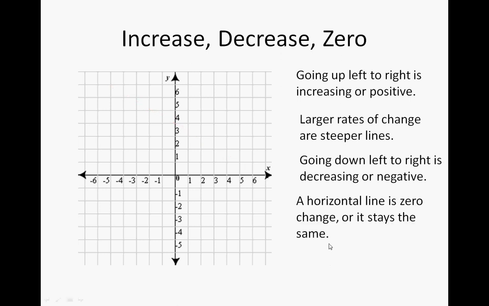The last thing that you might see is a horizontal line, and that is zero change. That means nothing's happening, everything stays the same, nothing's going on. And that's it.